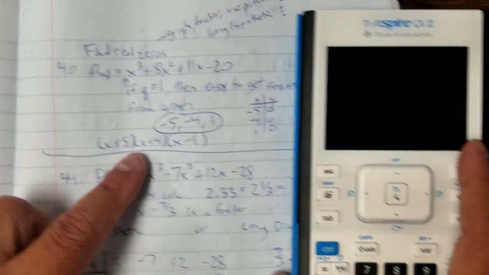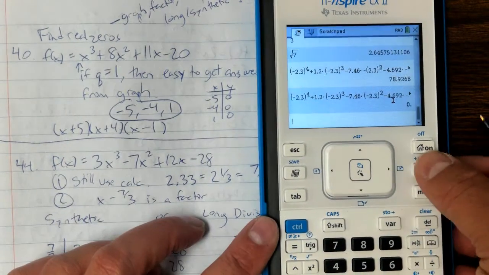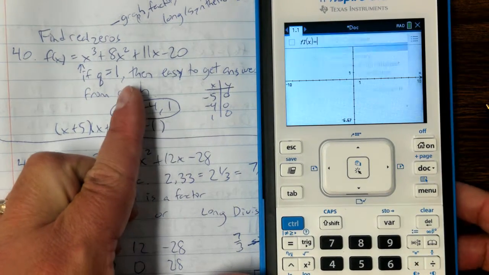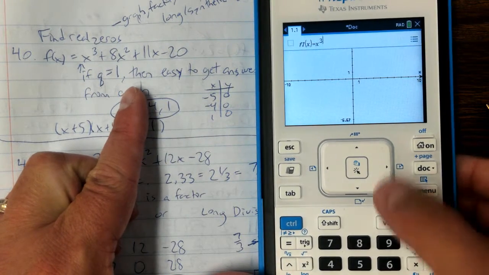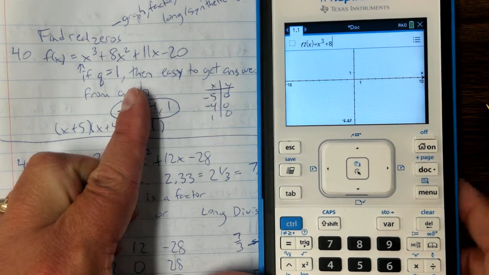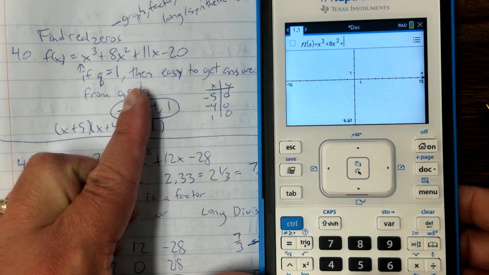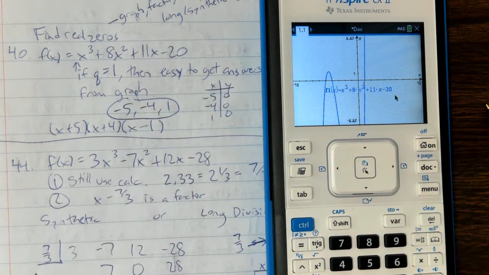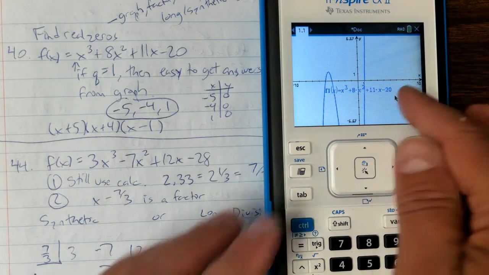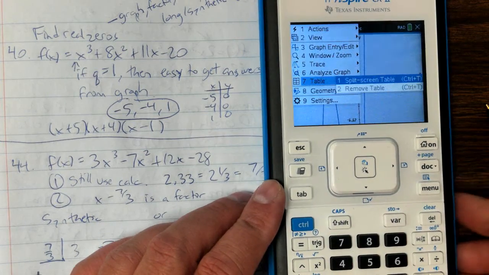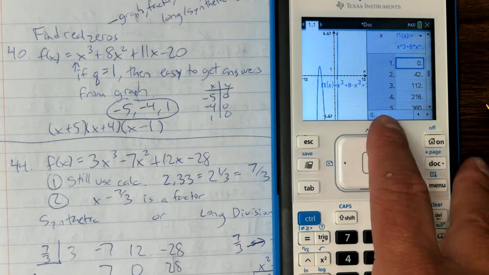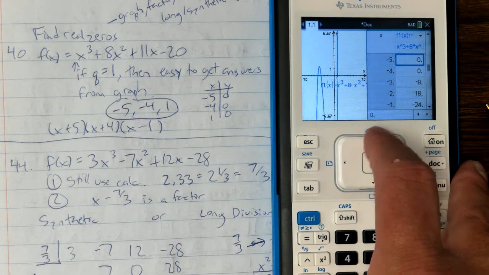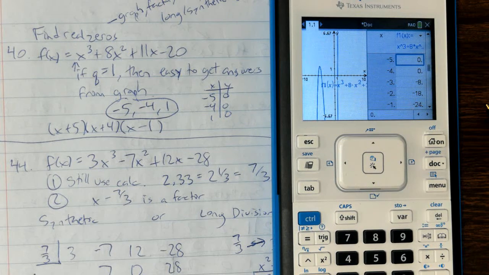So then what we want to do on all of these basically is to graph it and add graph, go x up arrow 3 plus 8x squared plus 11x minus 20, enter. There's the graph. And since they're all at the integers, I can just go to the table and see all three answers. So 1, 0 is one of them, -4, 0 is another, and -5, 0 is the other.